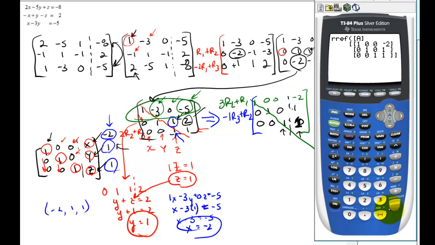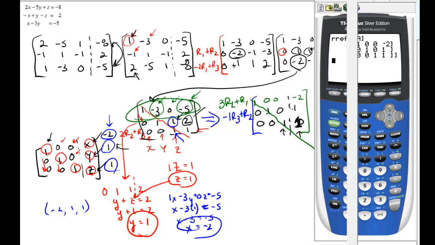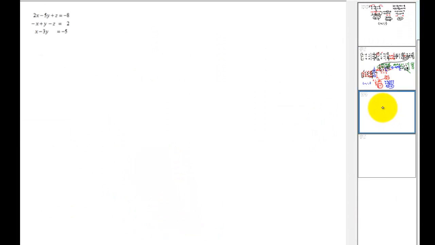That takes away all that work on the left hand side right there. See that? So last row, negative 2, 1, and 1. So that's reduced row echelon form on your calculator. Pretty slick. Okay, last thing I want to show is solving this by using what's called a matrix equation.